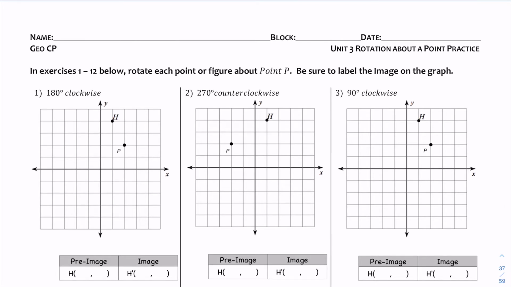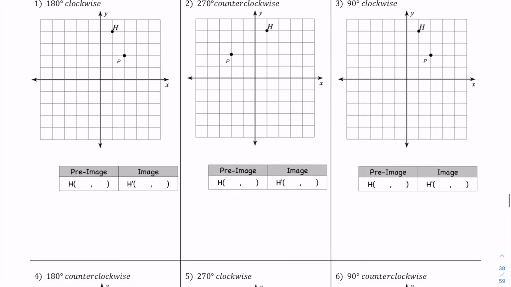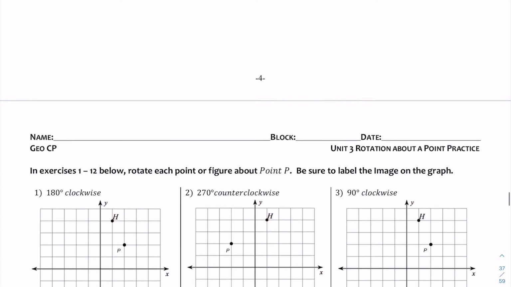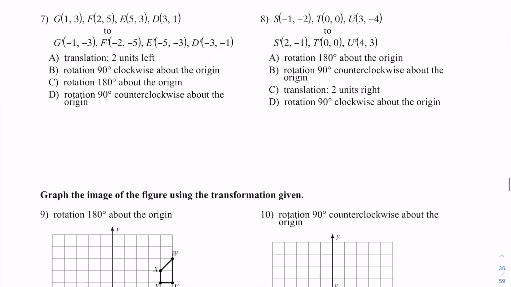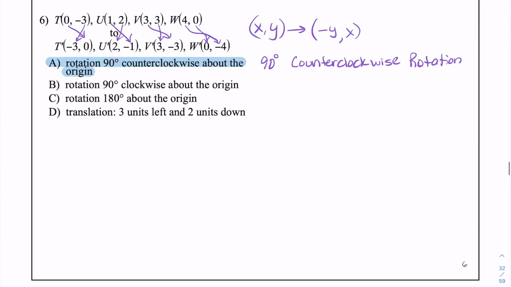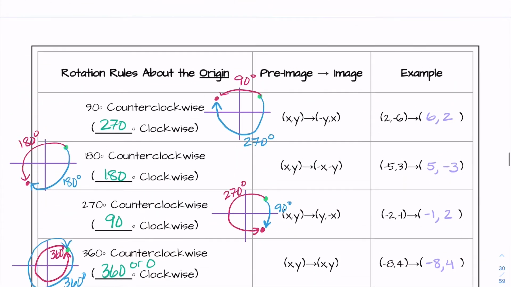In this case, we want to rotate each point around point P. Be sure to label the image on the graph. And now, don't forget what our rotations are. They're listed in a previous lesson. They are right up here.